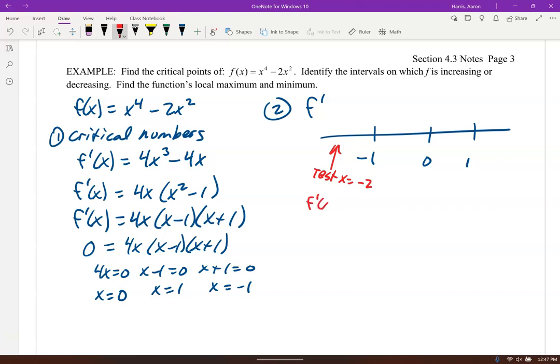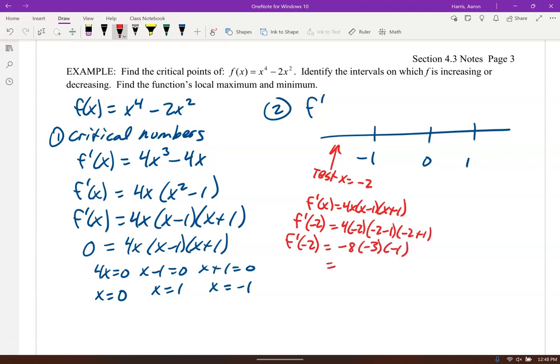So remember, f prime of x is 4x times x minus 1 times x plus 1. I'm going to throw in negative 2. So f prime of negative 2, I get negative 8 times negative 3 times negative 1, so I end up with negative 24. What's important is this is negative. Since it's negative, I know the original function must be decreasing.